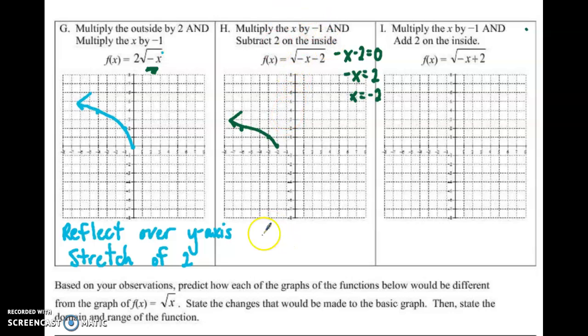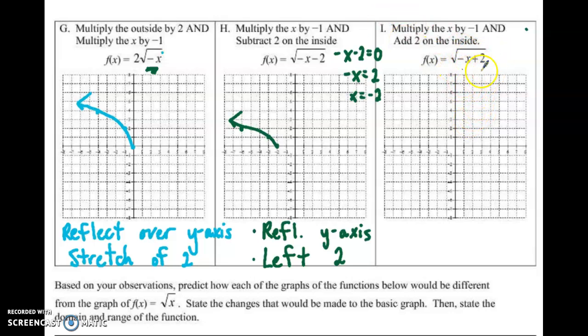Now the order that you write this actually matters. You want to write the reflection first. So it's a y-axis reflection, and then shifted left 2. Alright, and the order matters because if you said left 2 and then a y-axis reflection, it actually would be the wrong graph.